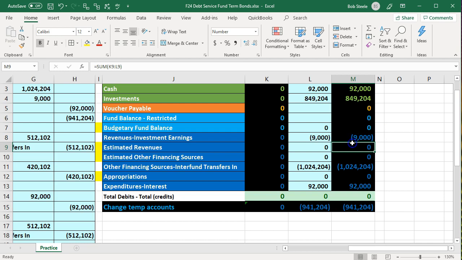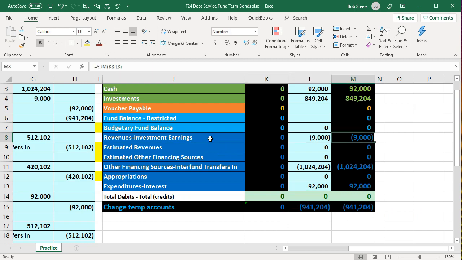Then we just have the activity, which is the actual activity, right? We've got the actual revenue, the actual other type of revenue, similar to revenue, transfer in, and then the actual expenditure that we need to close out. We're going to close out then to the actual fund balance rather than the budgetary fund balance. So to do that, we're going to start off with the revenues.